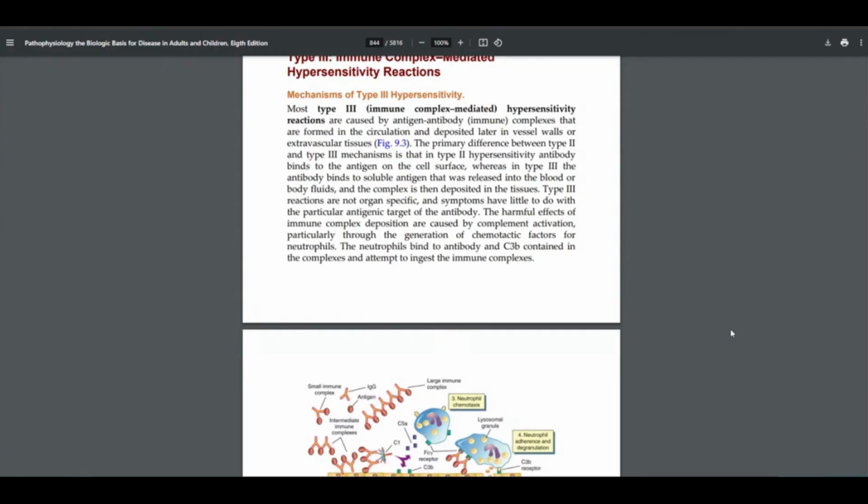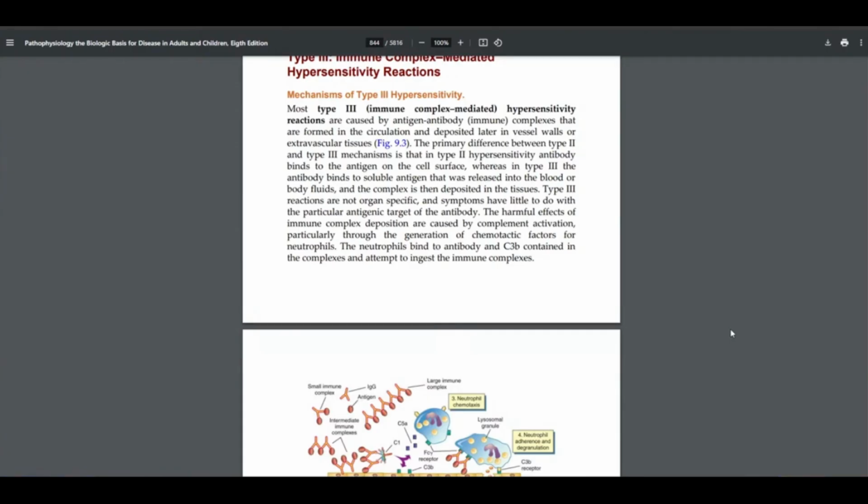The primary difference between type 2 and type 3 mechanism is that in type 2 hypersensitivity, antibody binds to the antigen on the cell surface, whereas in type 3, the antibody binds to soluble antigens that were released into the blood or body fluids, and the complex is then deposited into the tissues. So again, in type 2 hypersensitivity, antibody binds to the antigen on the cellular level, whereas type 3 binds to the soluble antigen that was already released into the blood and is therefore dropped off into the body's tissues.